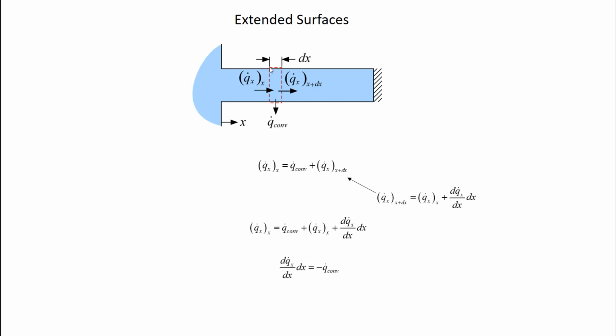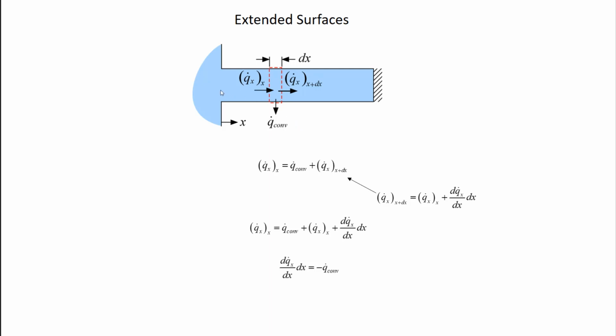Differentially small in x. But it extends across the entire fin cross section in the y and I guess the z direction because there's no temperature gradients in those directions, right? That's what the extended surface approximation does for us. So there's my differential control volume. The next step is to do an energy balance on that control volume.